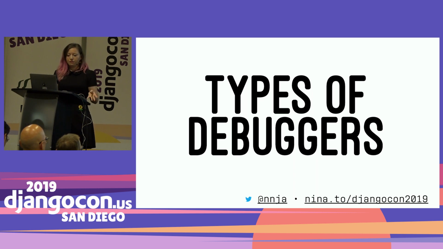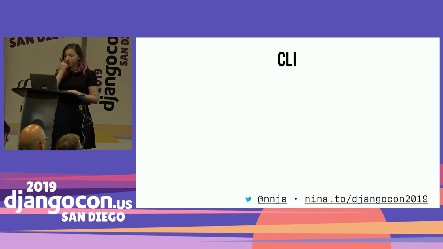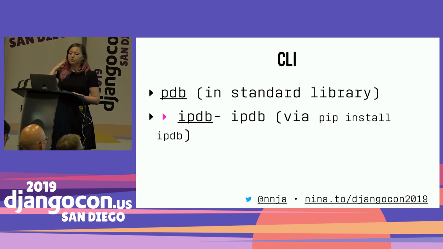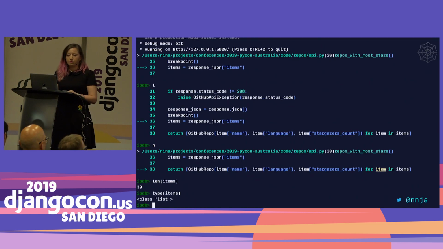Now, there are a few different types of debuggers. For CLI, PDB is included in the standard library. It's a great option. It's portable. You don't need to install anything else, but I tend to use IPDB, which is installable via pip, just pip install ipdb. And IPDB has all the nice features of IPython, like syntax highlighting, better tab completion. That's what I'm going to show you today. And so a CLI debugger might look something like this.